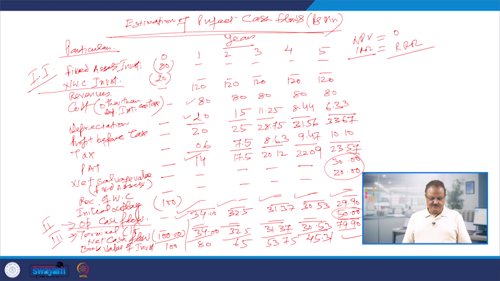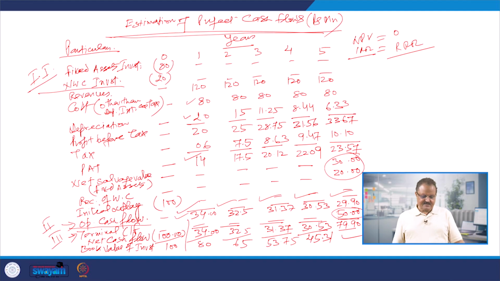So in the normal course, we estimate the cash flows this way, and this is going to be the final picture, the total cash flow, inflow and outflow, and final net cash flow as well. So for this moment we will stop here.